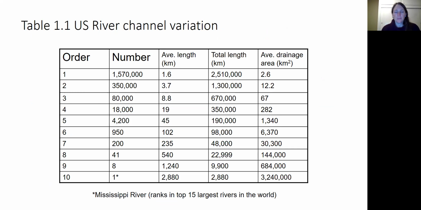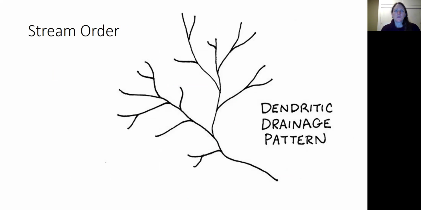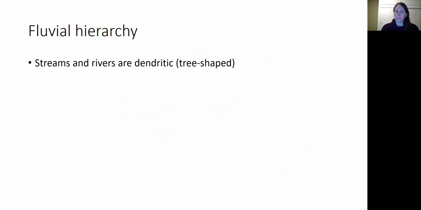And I'll go through this table a few times. But the first thing is that first order streams, the smallest, littlest headwater streams, you add them up, there are the most of them. They are the shortest though, but if you add up their total length, they make up the largest total length of stream channels on Earth. But they're draining small areas, each one. Here's a stream order, and what you see is that the headwater streams are the fingertips or the branch tips of this branching dendritic drainage pattern. And rivers and streams are tree-shaped generally.